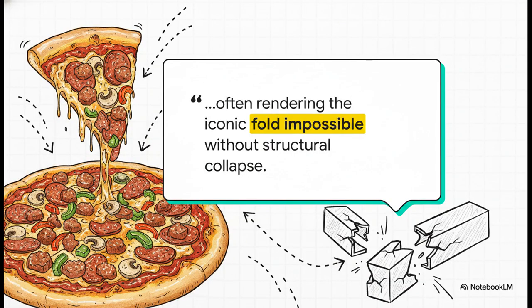However, before we completely close the book on this blueprint, we have to acknowledge a major design bias. The moment you add heavy toppings like sausage or thick vegetables to a slice, you compromise its structural integrity, completely rendering that iconic fold impossible without structural collapse. All of those rigid U-channel mechanics we just discussed are specifically biased toward the plain cheese slice. The second you overload the surface, well, the physics completely break down.